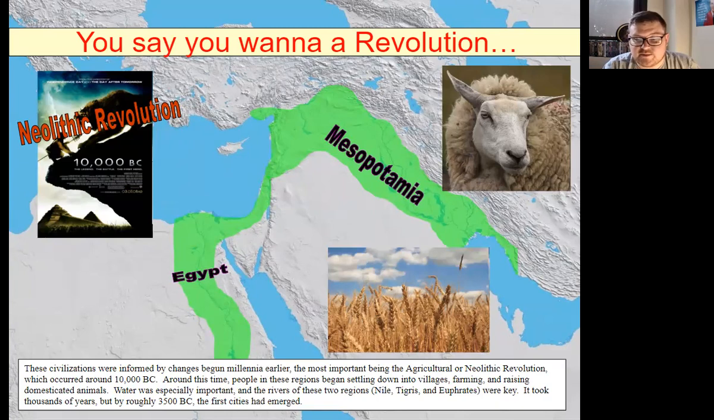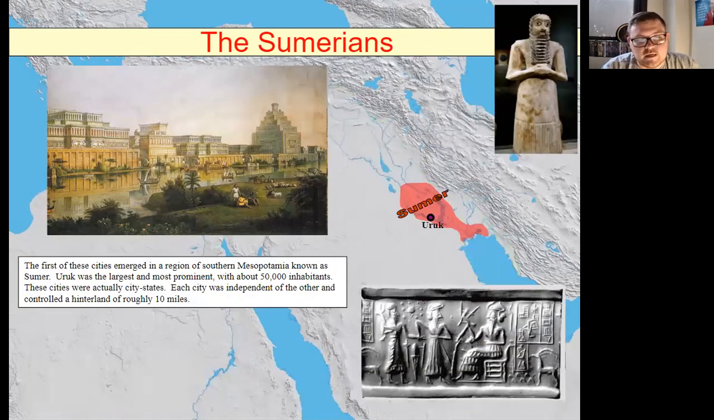Around this time, people in these regions began settling down into villages. They began farming and domesticating animals. And water, as we talked last week, is extremely important. It took thousands of years for the first cities to emerge. The first cities that emerged in southern Mesopotamia were known as Sumer. Uruk was the largest and the most prominent, with about 50,000 people.